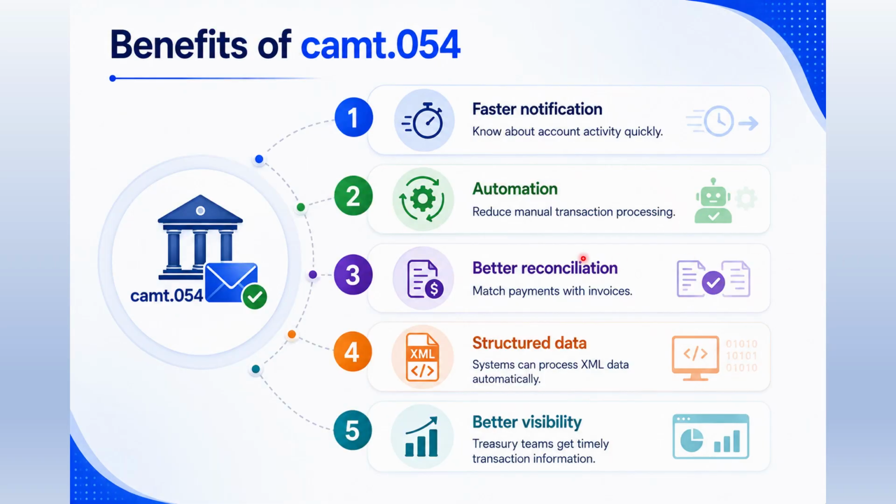Let's summarize the major benefits of Camt.054. First, faster notification. Systems can become aware of account activity more quickly. Second, automation. Structured transaction information can reduce manual processing. Third, better reconciliation. References can help match payments with invoices. Fourth, structured data. XML allows systems to process information programmatically. And fifth, better visibility for treasury and cash management teams. Together, these capabilities help organizations move toward more automated account and payment processing.